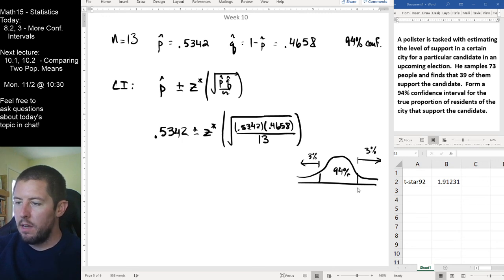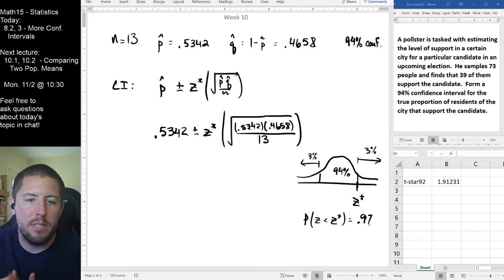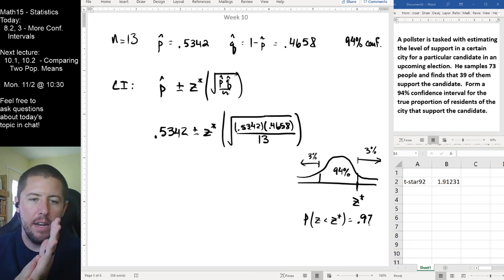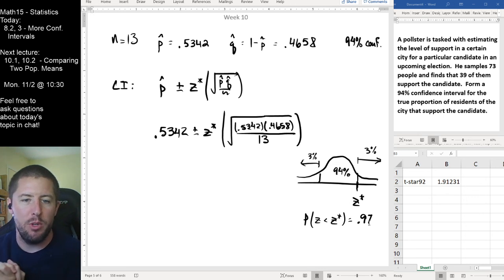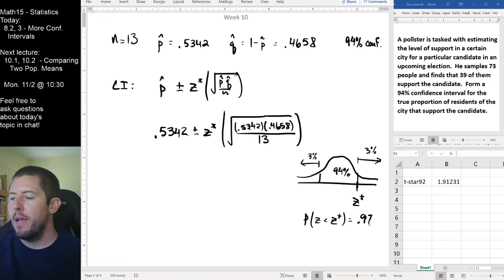Our z star value is always our upper bound cutoff right there. It's always saying how far do we go left and right to get to that 94% boundary? So how much area is to the left of z star? The probability that we'll get a value less than z star is 94% plus an additional 3%, so 97%. And notice, just like we said before, we're closing half the gap to 100% from 94%. 94% has a 6% gap to 100%. Half of that is 3, and so that's what we've tacked on additionally. Close the gap by half right there.